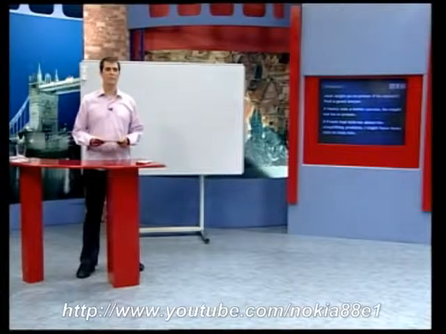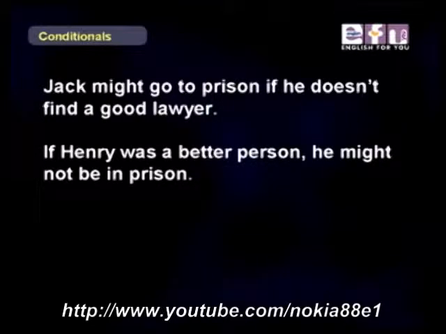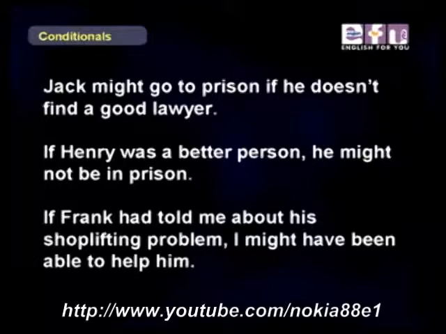In these sentences, might refers to possibility. So in the first sentence, might go means maybe he will go. And in the second sentence, might not be means maybe he would not be. And in the third sentence, might have been able to means maybe he would have been able to.